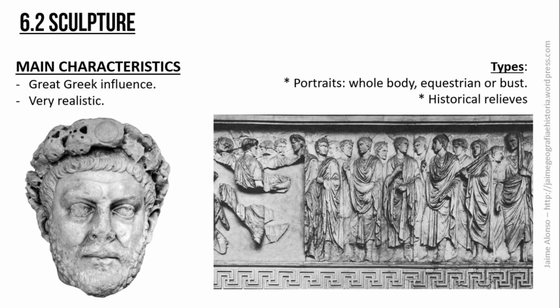Also, we have to take into account the duration of the Roman civilization and the different typologies of buildings, and sculpture was used in many cases for decorating these buildings. There are portraits that can be of the whole body, equestrian, that is on a horse, or busts that are mostly the head and shoulders, and also historical reliefs in these monumental buildings.